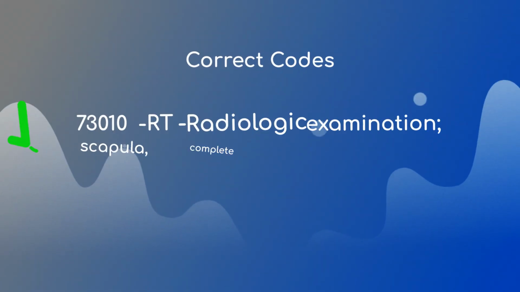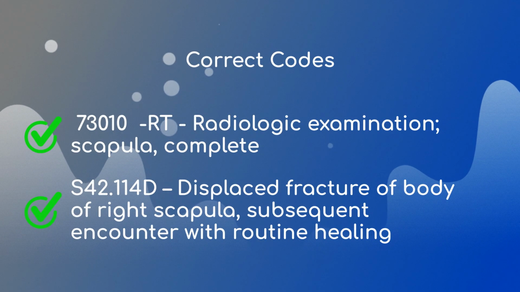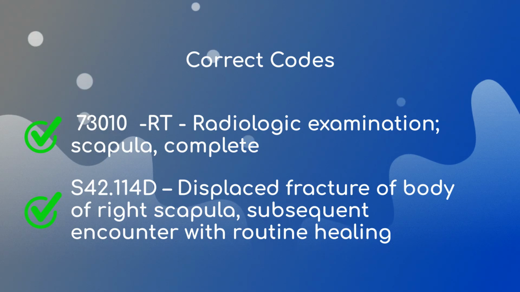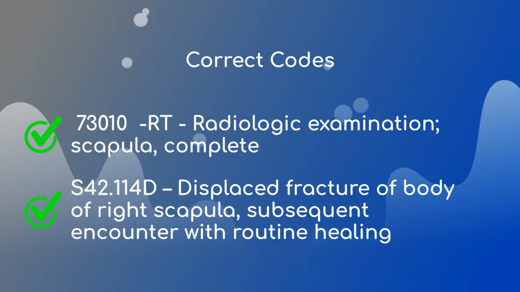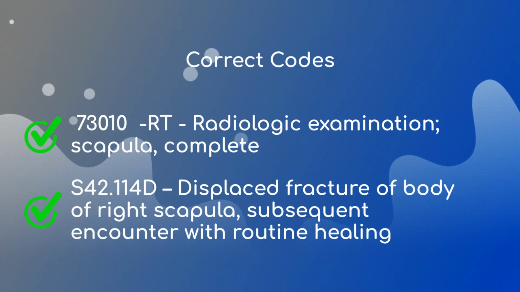Correct codes for this report are CPT 73010, radiologic examination, scapula complete, right, and ICD-10 S42.114D, displaced fracture of body of right scapula, subsequent encounter for fracture with routine healing.